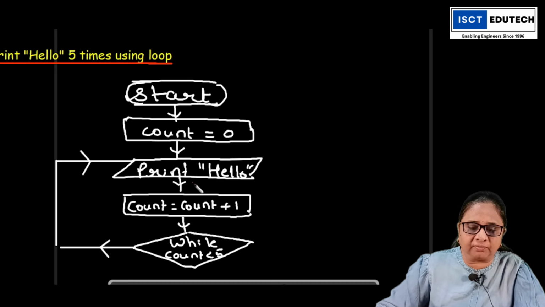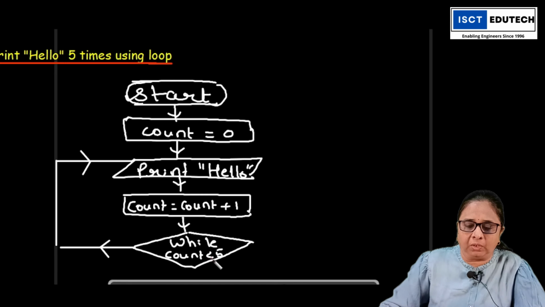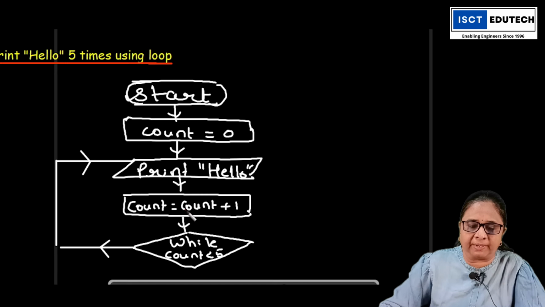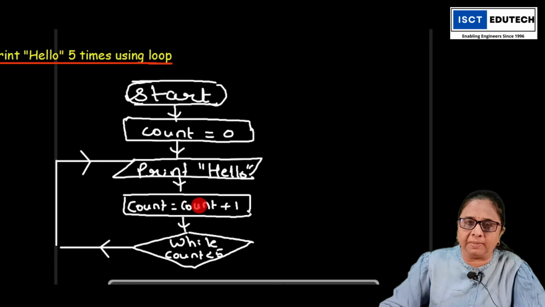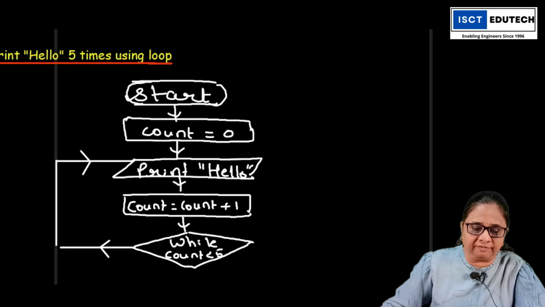So it prints hello for the second time. Count becomes plus 1, meaning 2. 2 less than 5, yes, go back, print hello. Count becomes 3. 3 less than 5, yes, go back, print hello. Count becomes 4. 4 less than 5, yes, go back, print hello. Count becomes 5. 5 less than 5, no. So now this is stop. If it is no, I will just connect it to the stop statement.